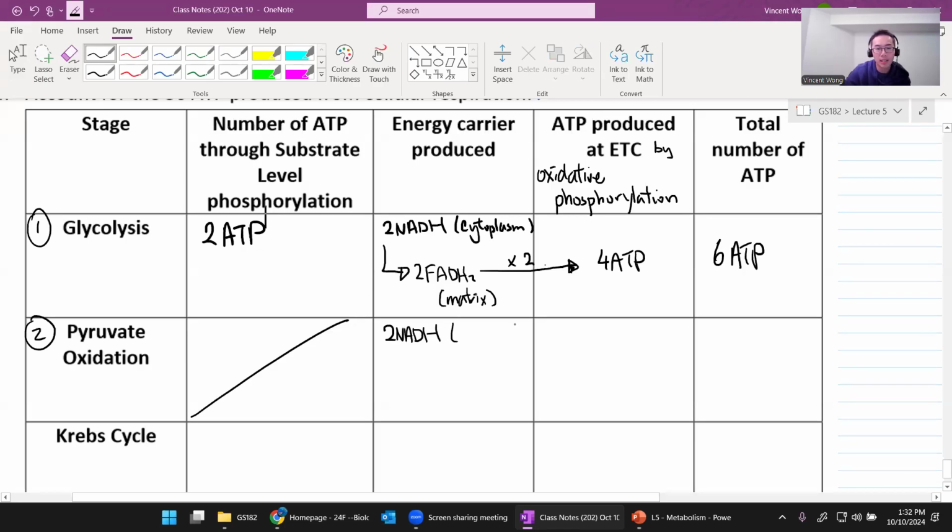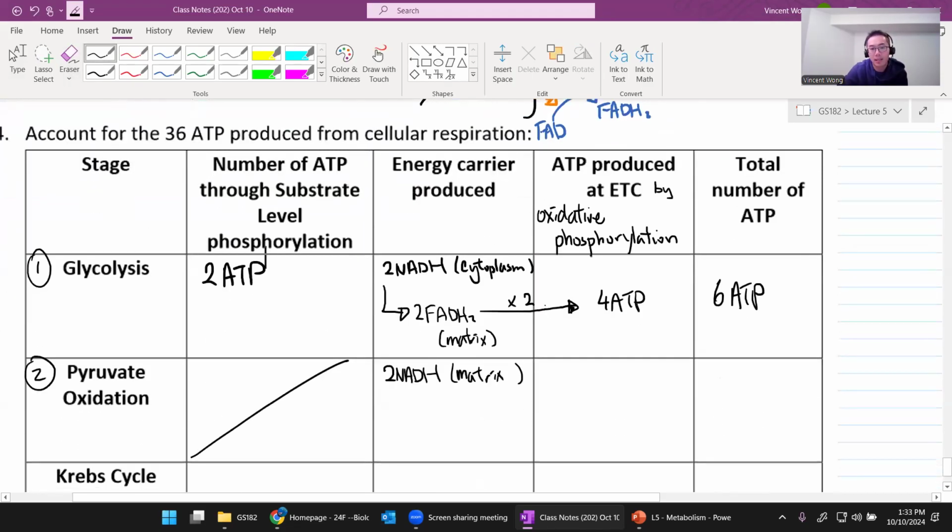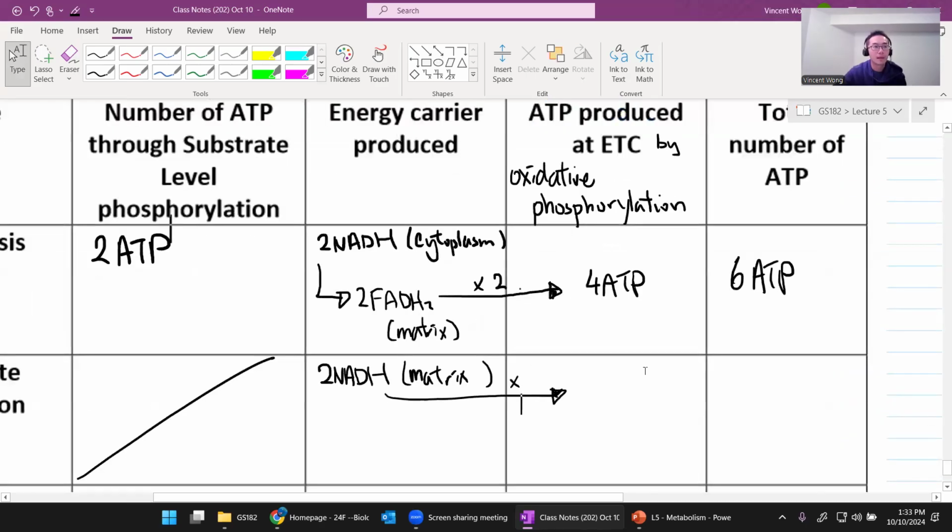And where are these NADH produced? Where in the cell are they produced? Mitochondrial matrix. Very good. It's already in the matrix, right? So we don't have to worry about the transfer of electron. They're already at the matrix, which means you could take them directly to the ETC. So this time, when it gets to the ETC, what number do I multiply by to figure out the number of ATP?